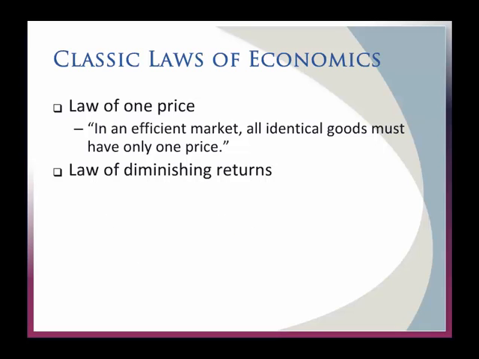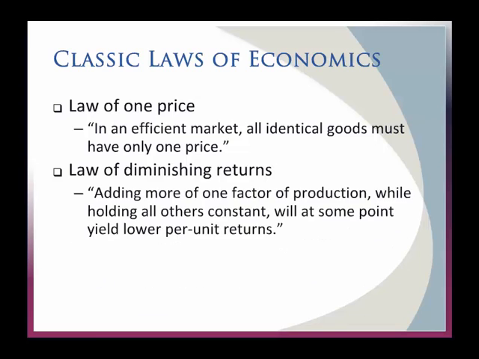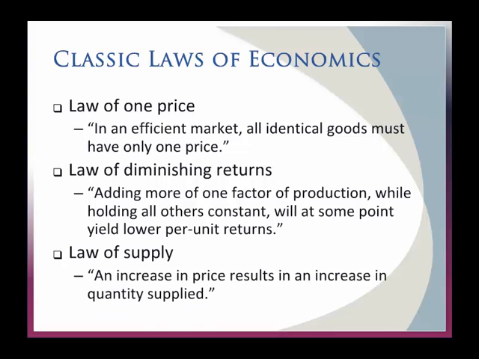And the law of diminishing returns, another classic law of economics, says that adding more of one factor of production while holding all others constant will at some point yield lower per unit returns. What does that mean? It means when everybody's starving, I can charge pretty much anything I want for my loaf of bread. But as I keep producing bread, eventually people aren't hungry anymore, and the return I get on my loaf of bread gets smaller and smaller, eventually to the point of becoming zero. The law of supply goes along with the law of diminishing returns, which says that an increase in price results in an increase in quantity supplied. So the more something is worth, the more industry is going to supply it.